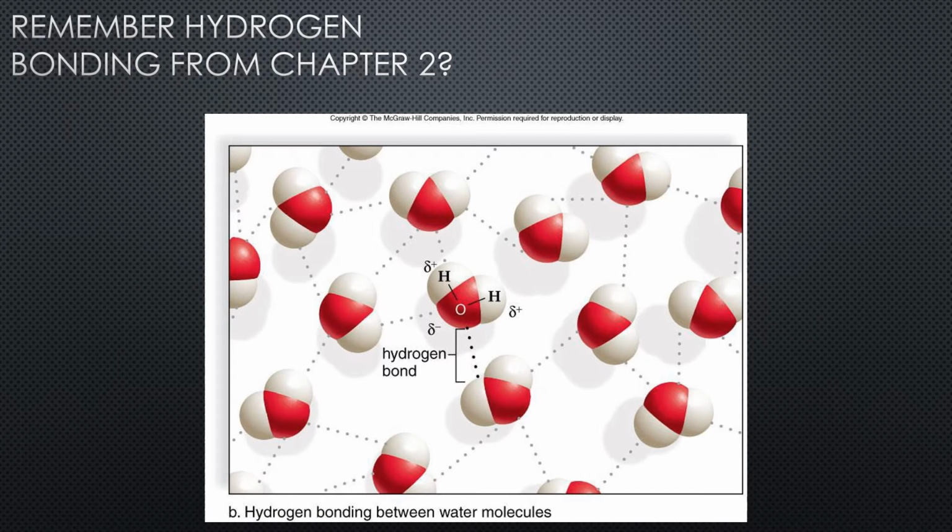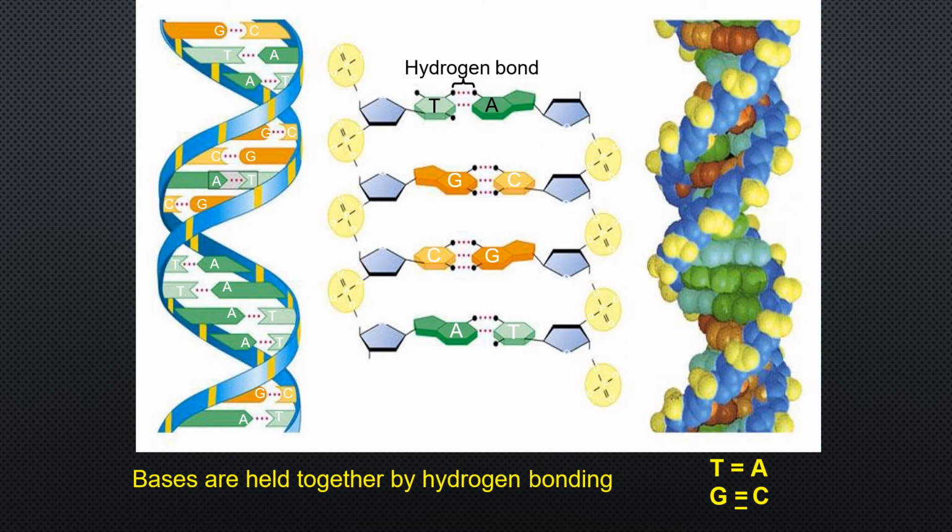So do you remember hydrogen bonding from chapter 2? When we talked about water, we said that what makes it a liquid is this kind of weak bonding called hydrogen bonding. Well, that's going to be important in our DNA structure, because our bases are held together by hydrogen bonding.